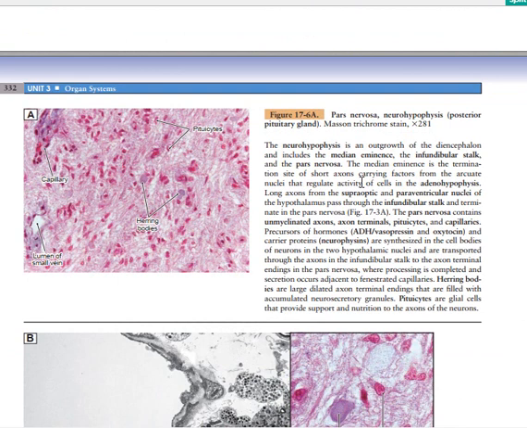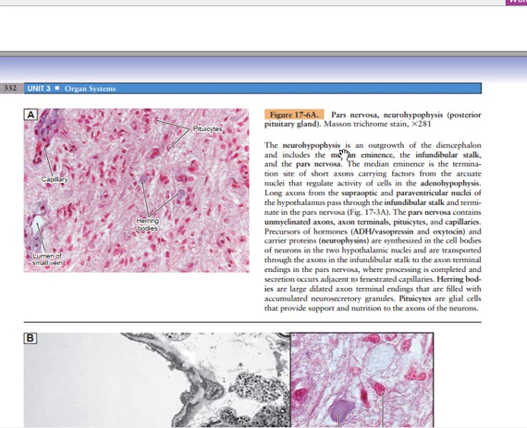Here we still use a trichrome stain, but it's not the Mallory trichrome stain, it's a Masson trichrome stain. With the Masson trichrome stain, you realize that the cytoplasm here is much clearer compared to the cytoplasm of the adenohypophysis. So in the neurohypophysis, that's the pars nervosa, it is much clearer.